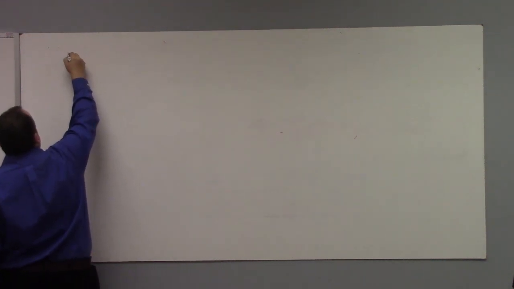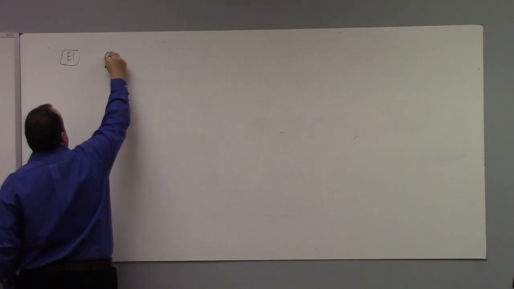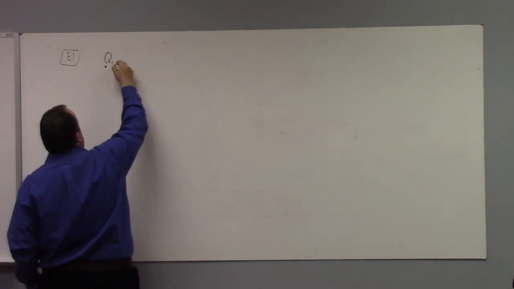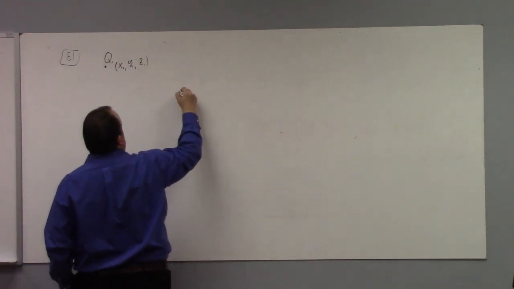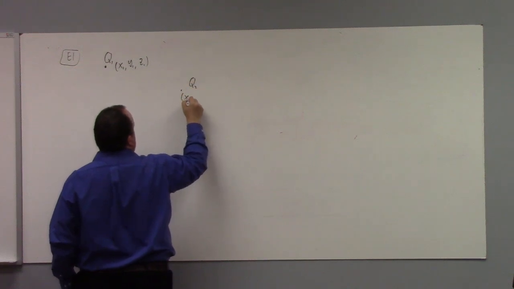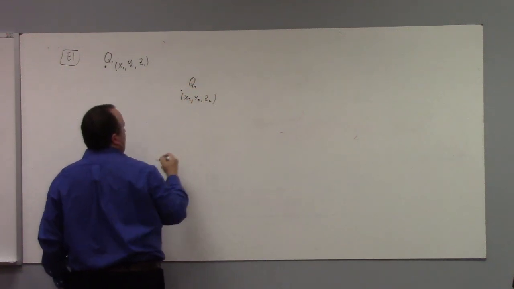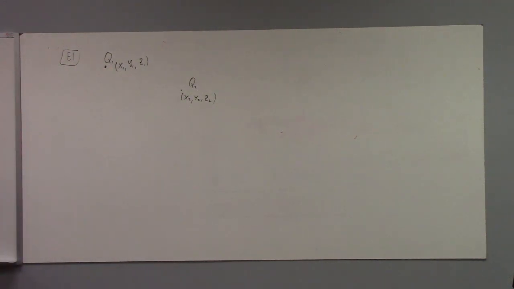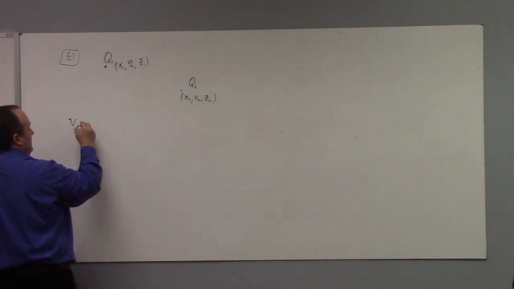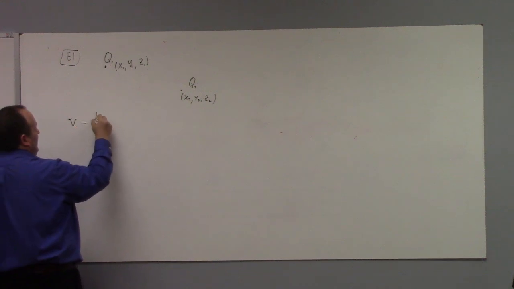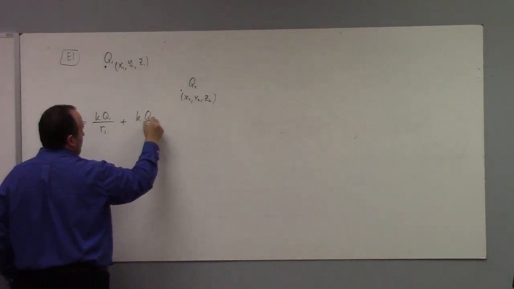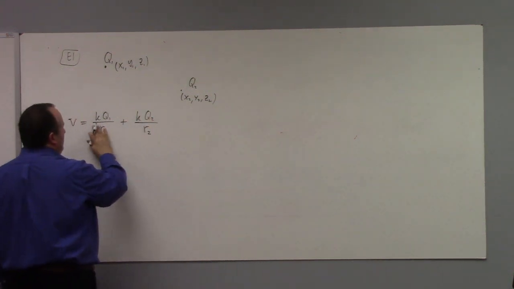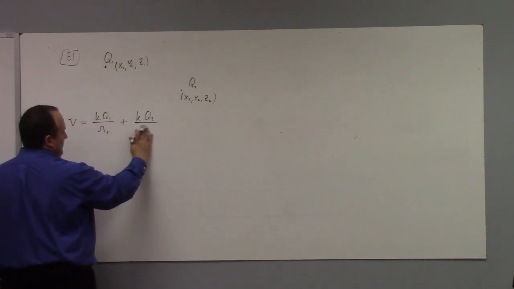So check this out. Example 1. If I put Q1 here at, say, the point x1, y1, z1, and I put Q2 over here at the point x2, y2, z2, the way this works, if I want to know the voltage from both of these together, guess how it works? It's amazingly simple. You do V is equal to KQ1 over the distance to 1 plus KQ2 over the distance to 2, where I probably should use the script R's here. That's been my notation up to this point.